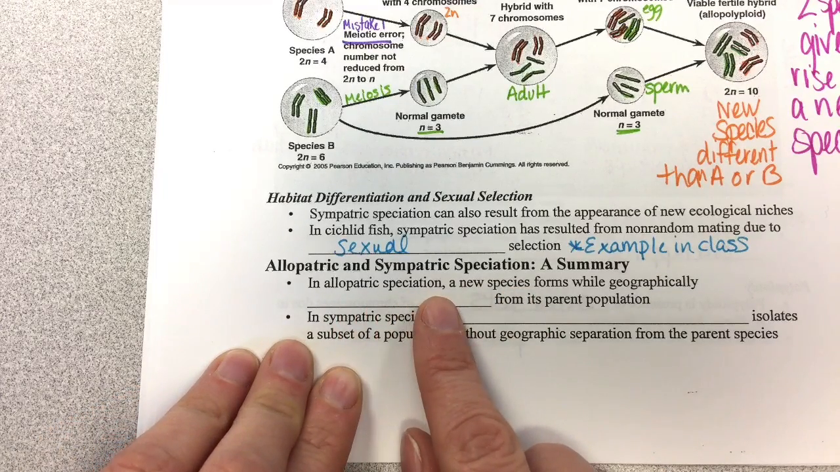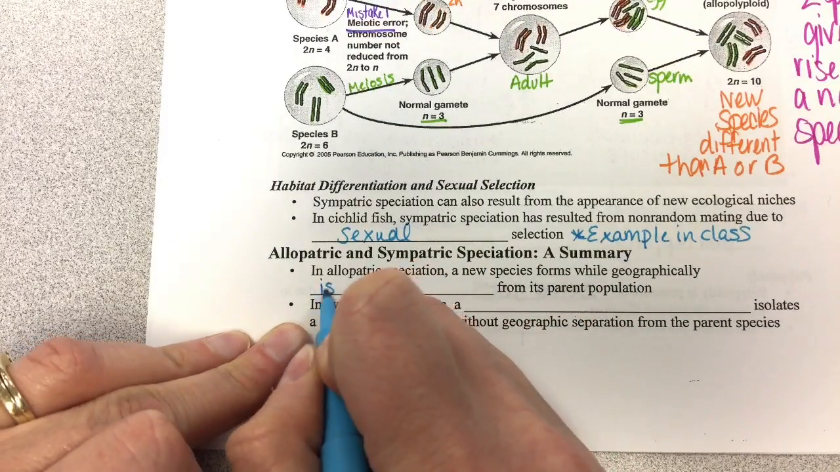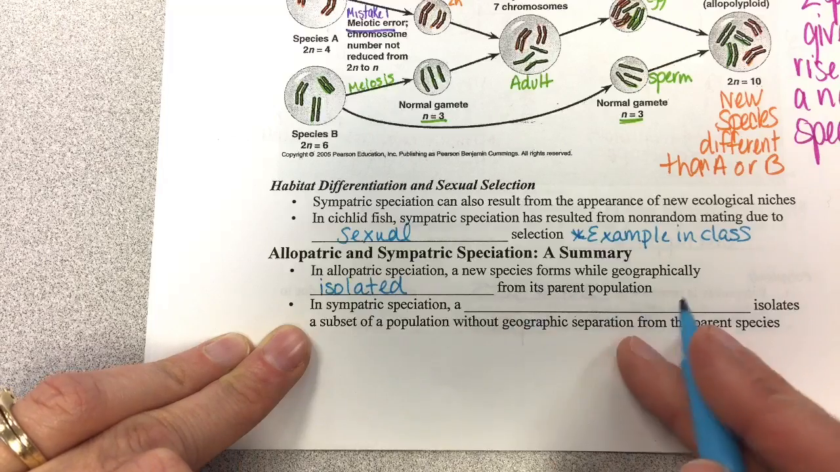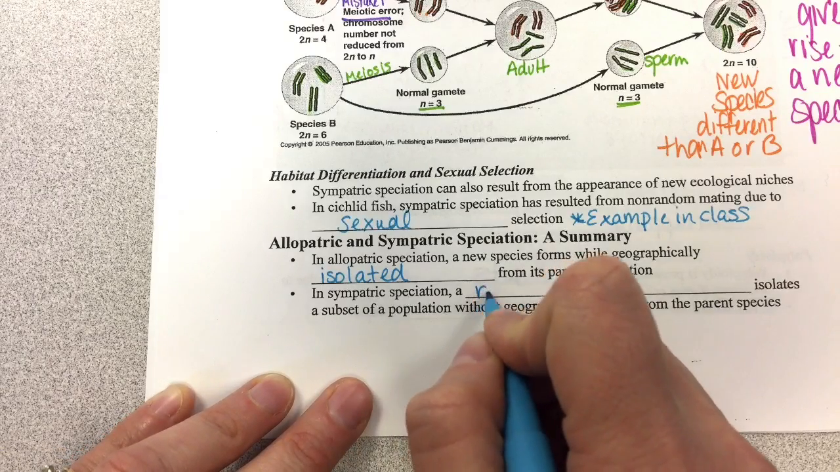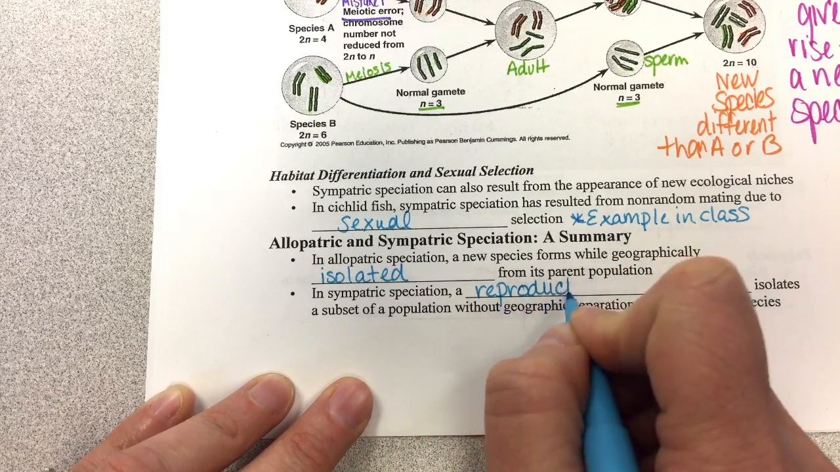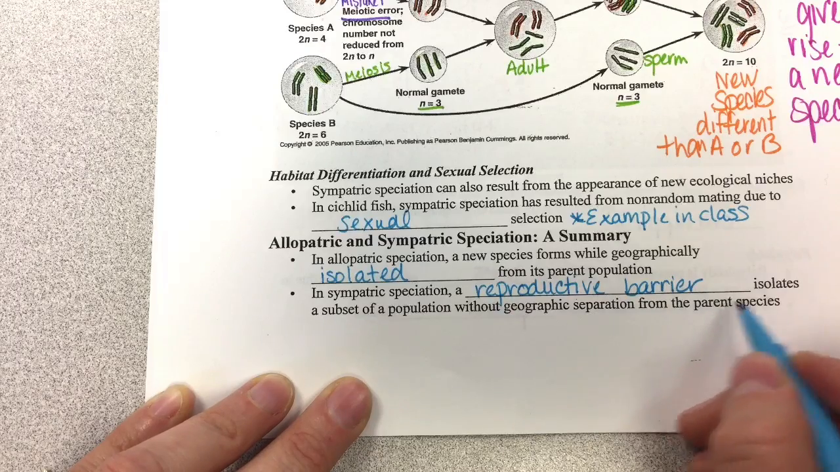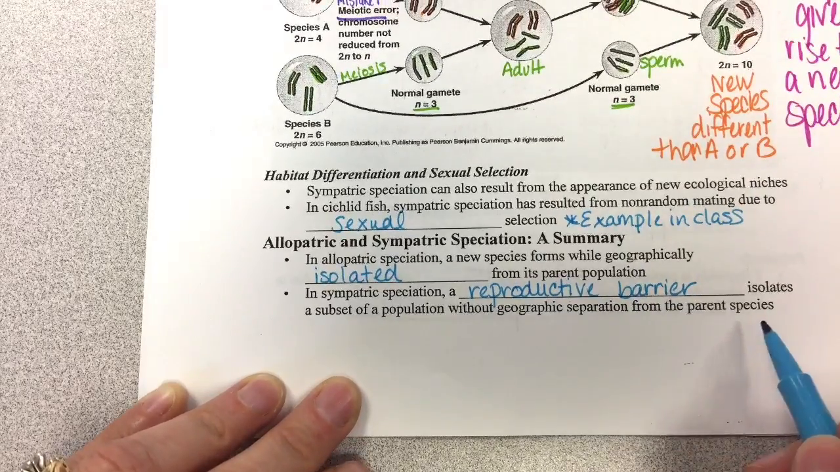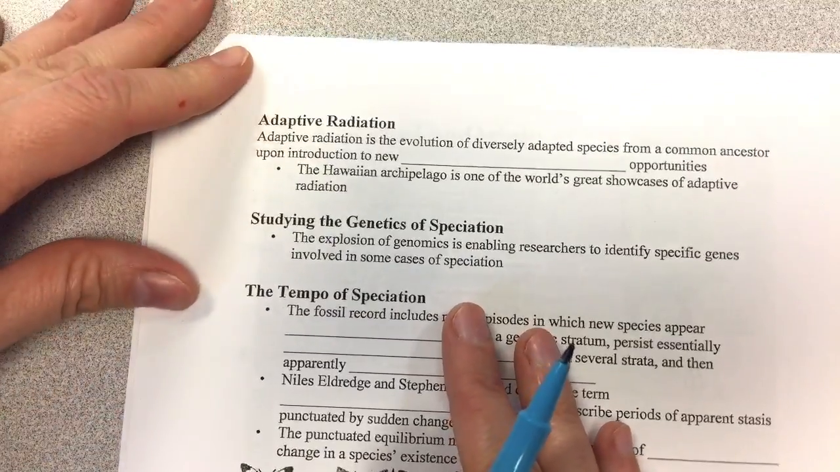In allopatric speciation, a new species forms while geographically isolated. So there's some kind of barrier separating them from the original population, the parent population. Versus in sympatric speciation, you usually have a reproductive barrier. That means they can live right together in one area, and the reproductive barrier isolates a subset of the population without geographic separation from the parent species. That's the example I was using with the polyploidy in plants. That can happen with the plants living right next to each other.